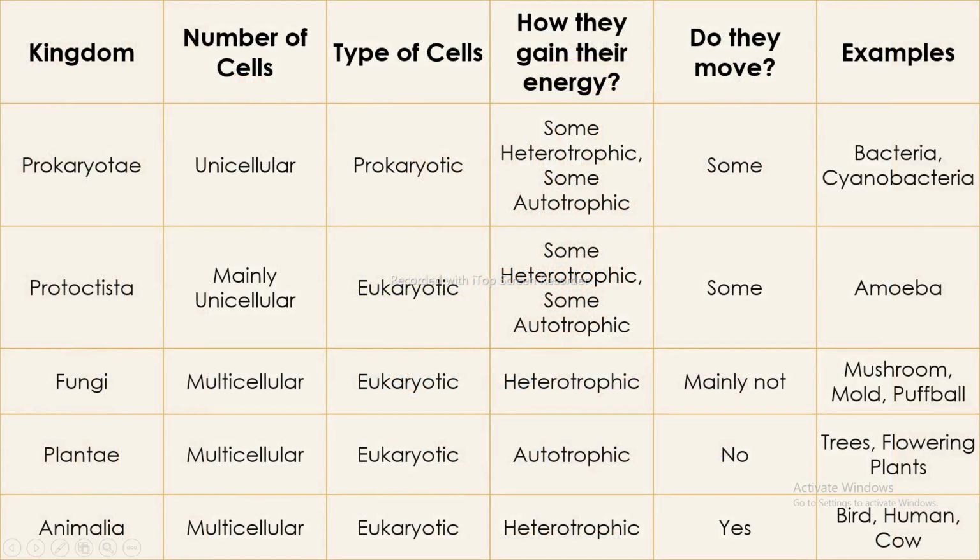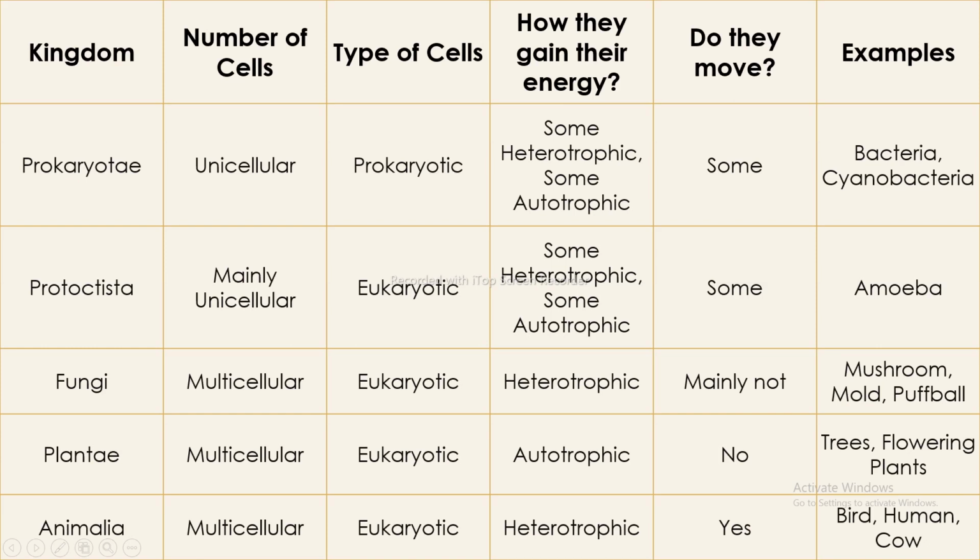So this is a table. First of all, I will discuss kingdom, then number of cells, then type of cells, how they gain their energy, do they move, and then I will give you examples. So first kingdom is the prokaryote. These are unicellular. Types of cells are prokaryotic. Some are heterotrophic and some are autotrophic. And do they move? Some. Examples are bacteria and cyanobacteria.